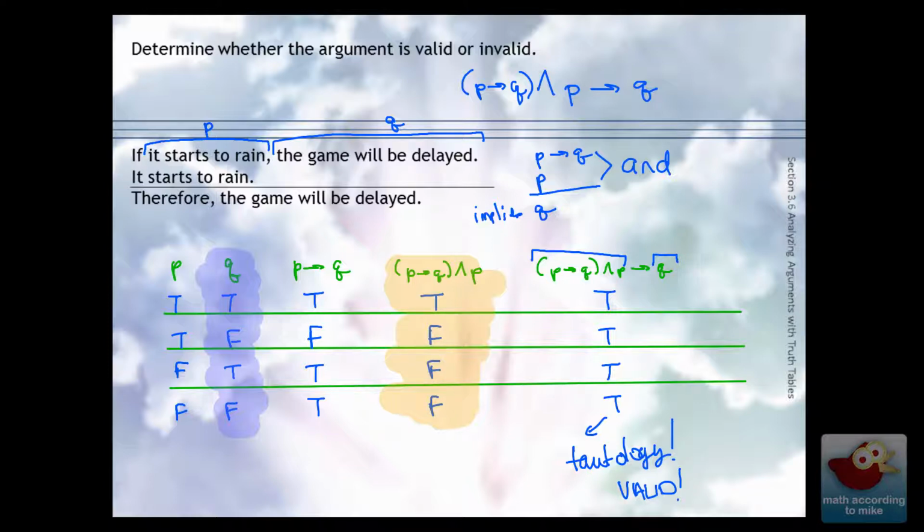If we did not get a tautology, then we conclude that it's a fallacy. So if there's any F's, any falsehoods in the last column there, we say the argument is invalid or a fallacy. So anything of this format, P, if P, then Q, P, therefore Q, is always a valid argument.